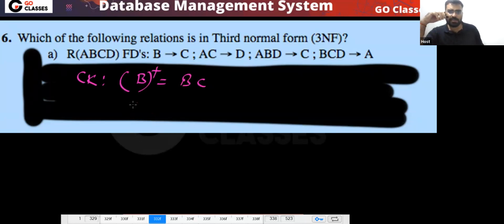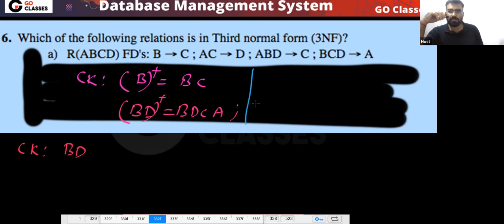So what is the candidate key? Candidate key can be, for example, BD. If you notice, BD plus will be BDCA. So this is definitely a candidate key. BD is a candidate key. What else? What about CD? Sorry, CB. CB is not a candidate key.